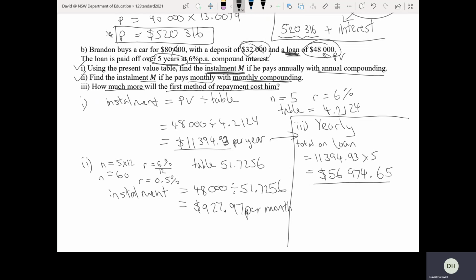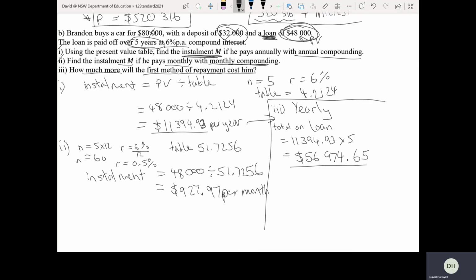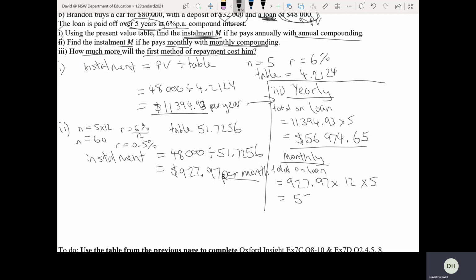56,974.65. Okay, well, that sounds reasonable to me because my initial loan was 48 grand and it's going to get some interest, so I'm going to pay back more than 48 grand. So that's the yearly amount. Now let's do the monthly. So the monthly total on loan is going to be the monthly installment amount, which is $927.97. Now, that's per month. There are 12 months in a year, and then there are 5 years that I'm paying back this loan. So when I put that in my calculator, I get 55,678.20.